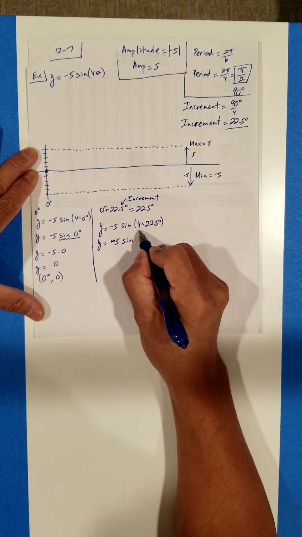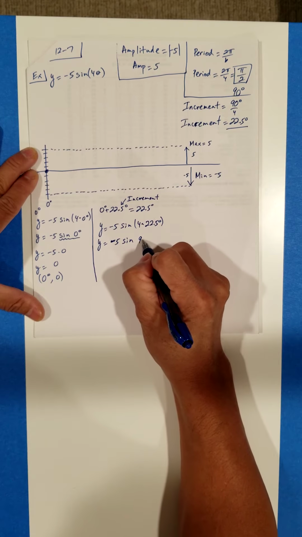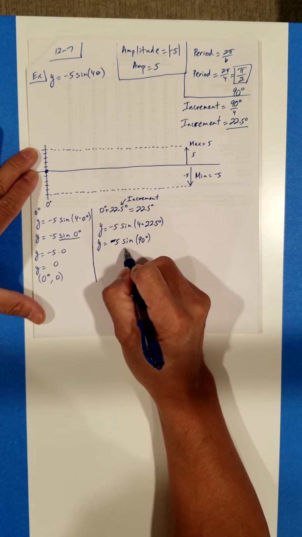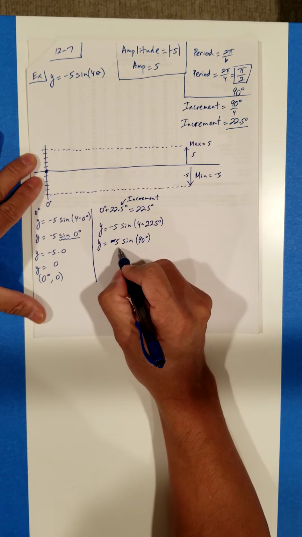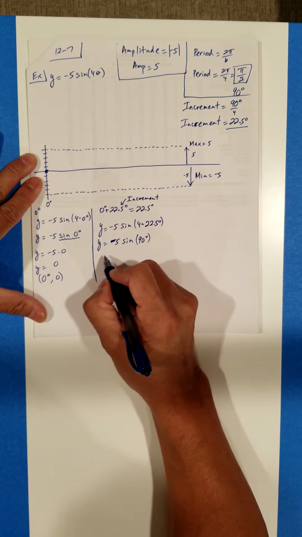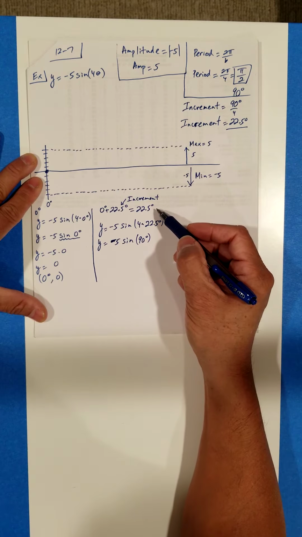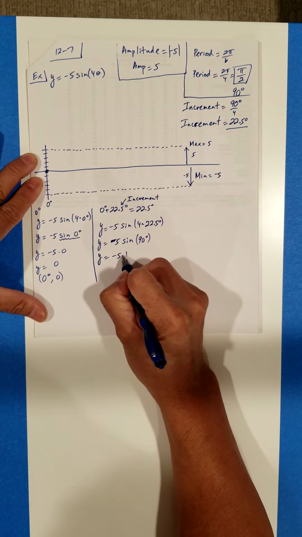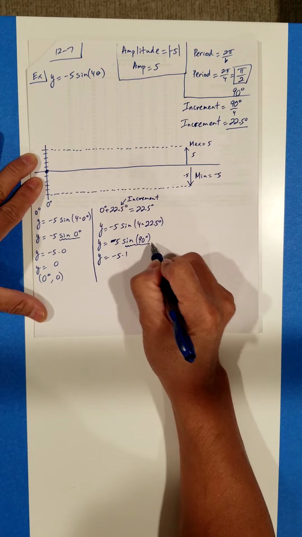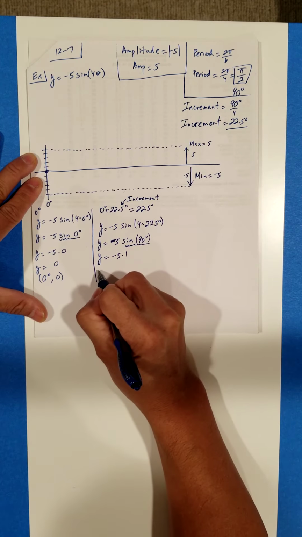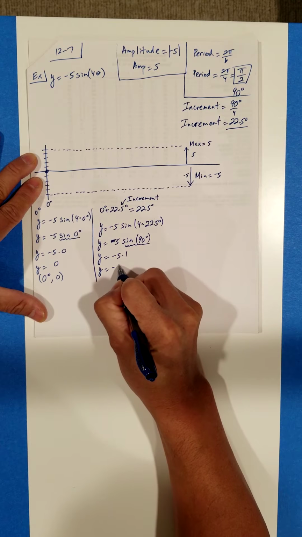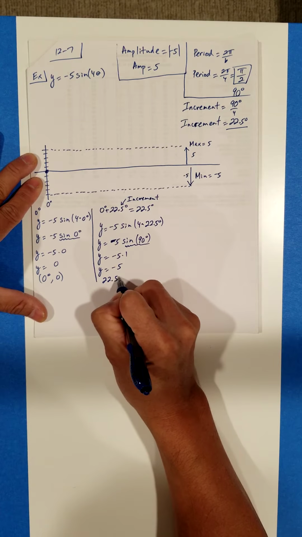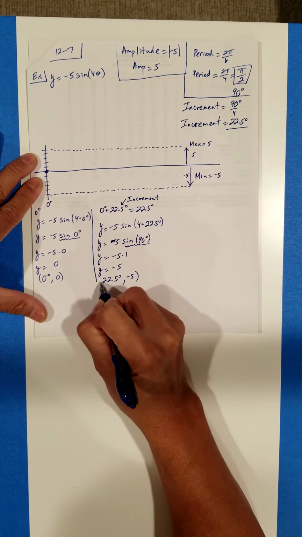So y equals -5 sine, and 4 times 22.5 gives us a nice, perfect number, 90. When you increment correctly, you're going to get nice, beautiful angles to work with. That's why it's so important that you find the increment. So -5 sine of 90, where sine of 90 is 1. Again, you should know this, from flashcards or a calculator. So y equals -5. I used the angle 22.5 degrees and my height was -5.